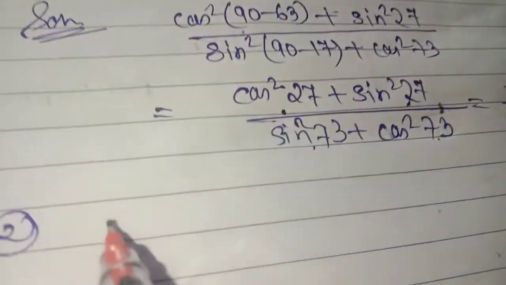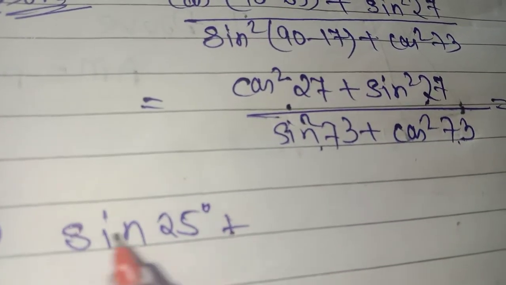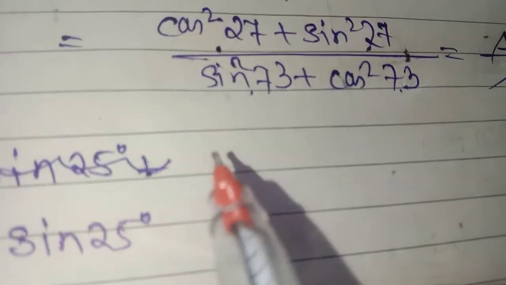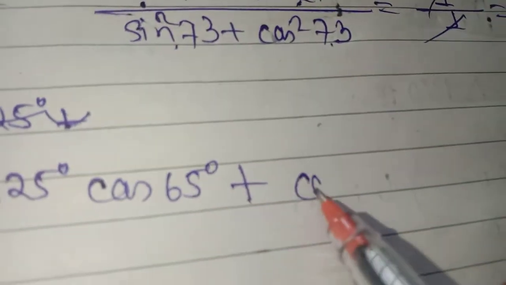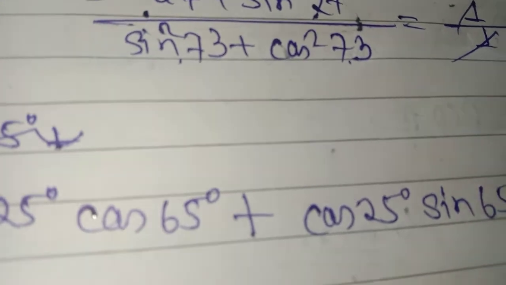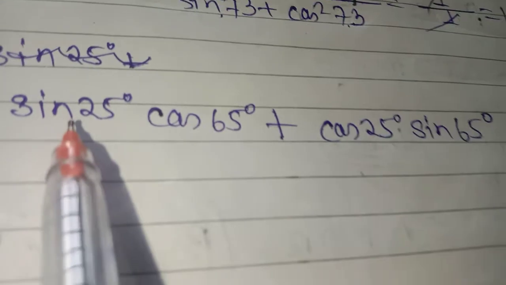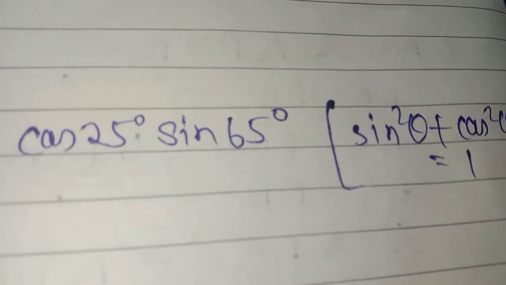Now the second is sin 25 degree cos 65 degree plus cos 25 degree sin 65 degree. We have to find the value now. What will we do? Again we will use the identity, sin square theta plus cos square theta is equal to 1. That identity we are going to use. So what will we do here?